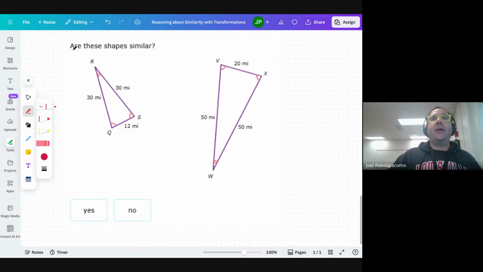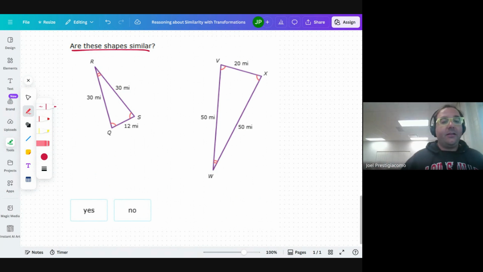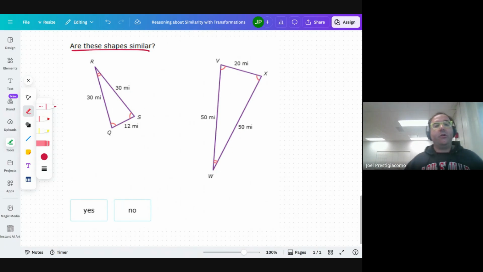Okay, so same type of problem. Are these similar shapes or not? So again, let's test this out. Let's see what we're looking for. We're looking for all of the same angles, and we're looking for the ratio of the sides. If I look at the angles on the left, I see single arcs and a double. So the angles are definitely matching up with what I want.